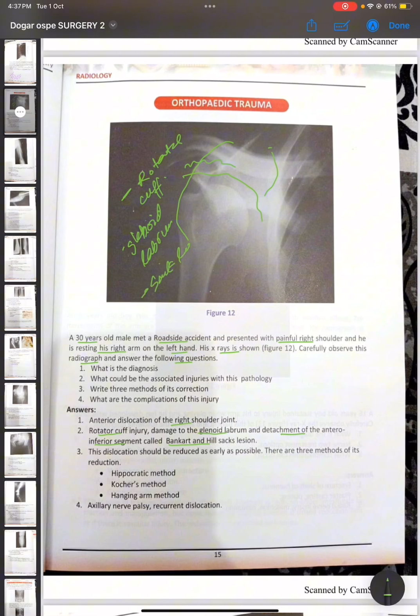Okay. Question number three is what are the three methods of its correction? First of all, we have the Hippocratic method. The second one is Kocher's method, and the third one is the hanging arm method. What are the complications of this injury? As the axillary nerve passes here, axillary nerve palsy can occur, and recurrent dislocation can also occur. As it is a shallow joint, once it is dislocated, recurrence can occur.